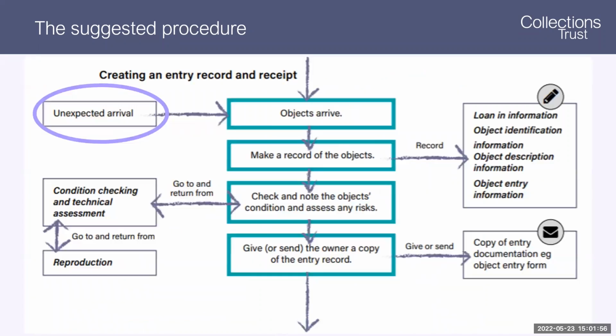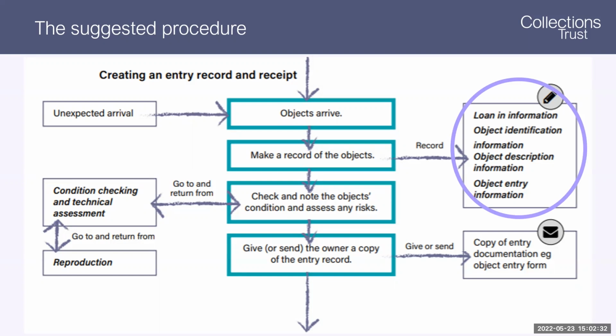The flowcharts in Spectrum show a suggested step-by-step approach. On the left hand of a flowchart, you'll often see prompts, such as you can see here, an unexpected arrival. It will also show you links to other relevant procedures. For example, the suggested step here is to check and note the object's condition and assess any risks. Therefore, the suggestion is that you go to and then return from condition checking and technical assessment. On the right-hand side, we often suggest pieces of information to record, for example, object identification information.